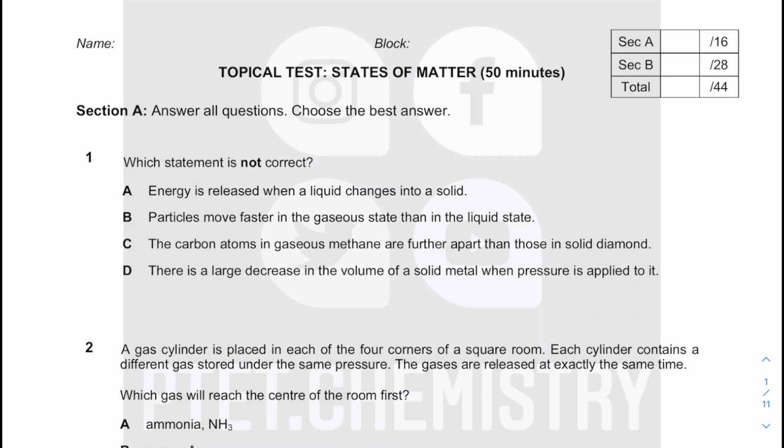So which statement is not correct? They even bolded it for you. So which statement is not correct means which statement is wrong. So we are looking for an incorrect statement, okay?